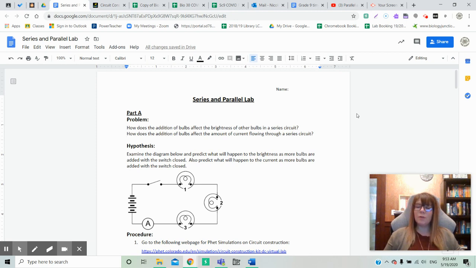So just like we always do, we have to make a hypothesis. You're going to write your hypothesis right here beside your circuit, and you are going to predict what's happening to the brightness of the bulbs as we successively add new bulbs in. You're then going to predict what will happen to the current as we add the bulbs in. So you're going to make two predictions right here. I'm going to give you time to do that. Pause the video, write your predictions, and then follow along.